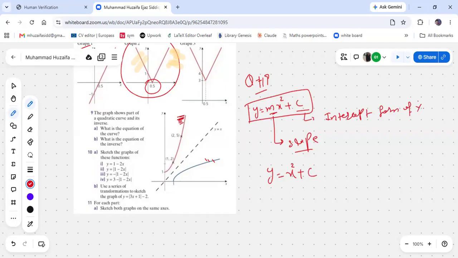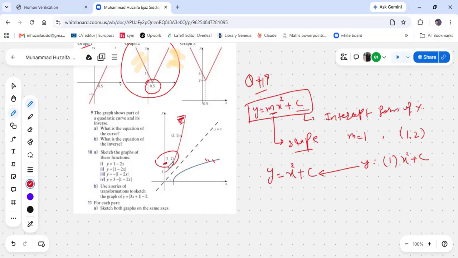On the behalf of this one, look here, this is 1 and 2. This 1 is our slope, so m is equal to 1. Why is m equal to 1? Because our point is 1 and 2. So y is equal to m, replaced with 1, times x square plus c. The equation is in this format.